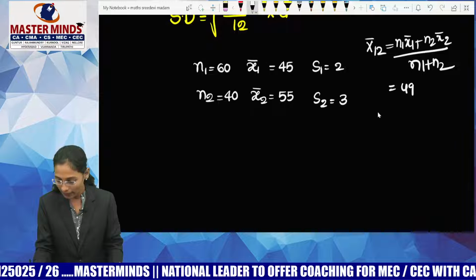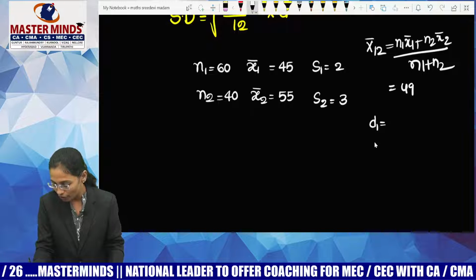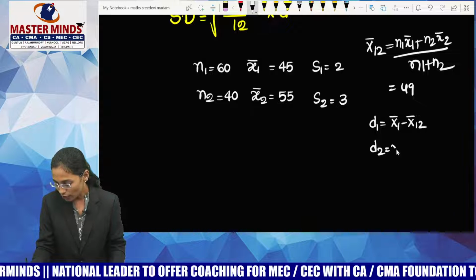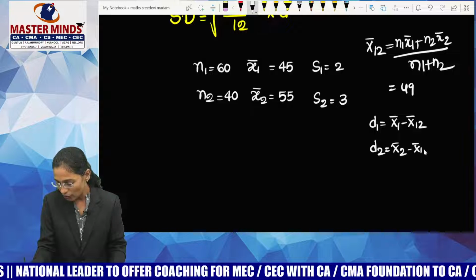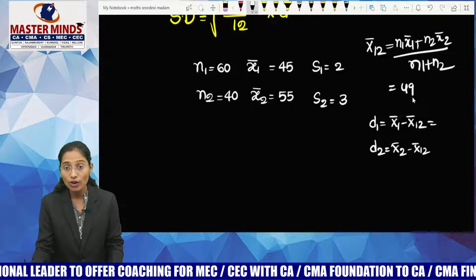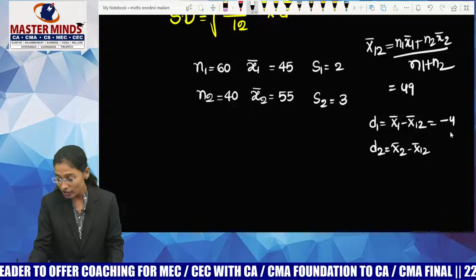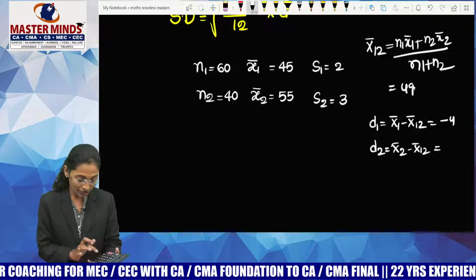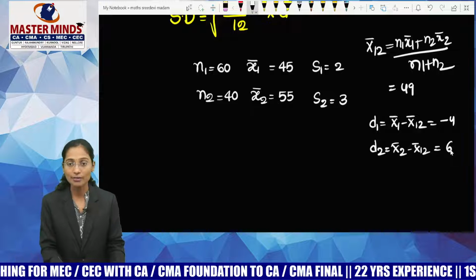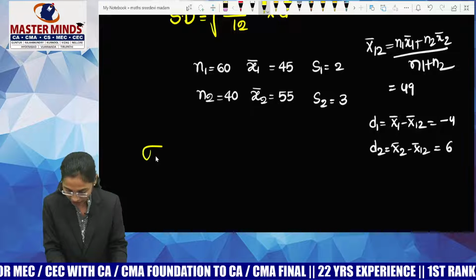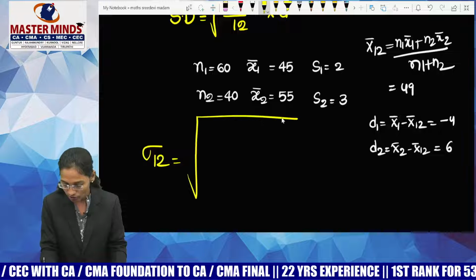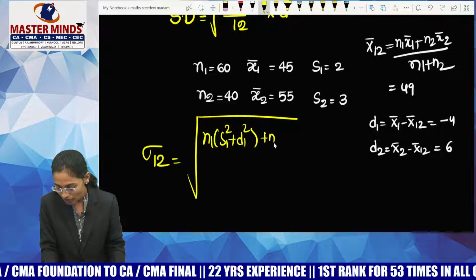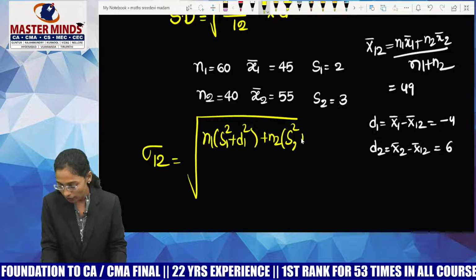Now, there is a formula for combined standard deviation. Before that, let me write down the meaning of D1 and D2. D1 equals X1 bar minus X12 bar. D2 equals X2 bar minus X12 bar. What is D1? X1 bar minus X12 bar means 45 minus 49, which is minus 4. D2 means X2 bar minus X12 bar, which is 55 minus 49, and that is equal to 6. Now, let me write down the formula for combined standard deviation. Sigma 12 equals the square root of N1 into (S1 square plus D1 square) plus N2 into (S2 square plus D2 square), by N1 plus N2.